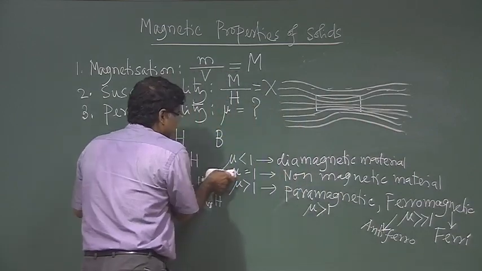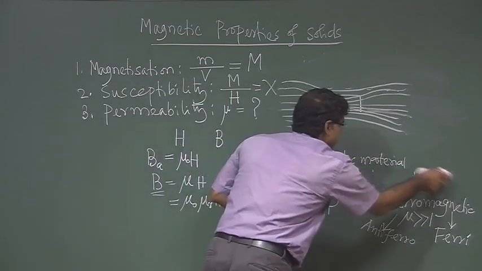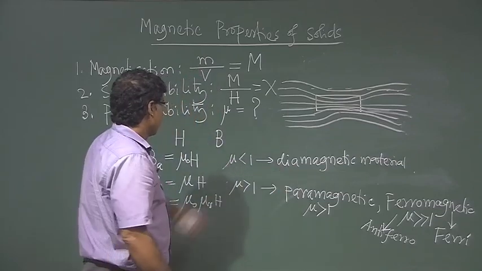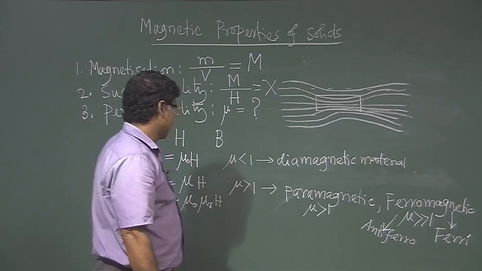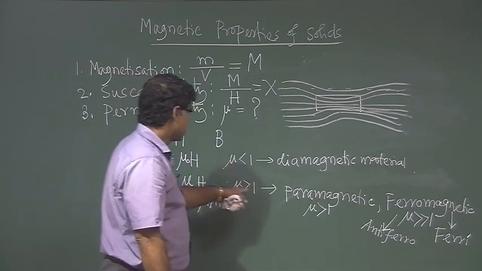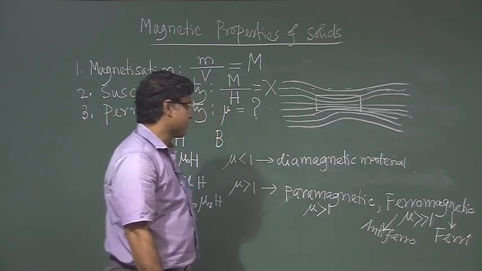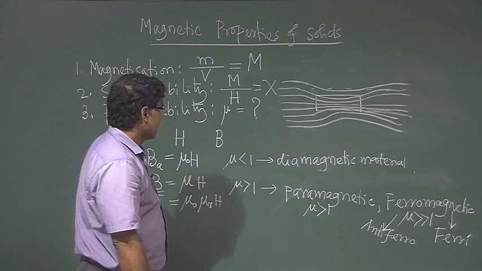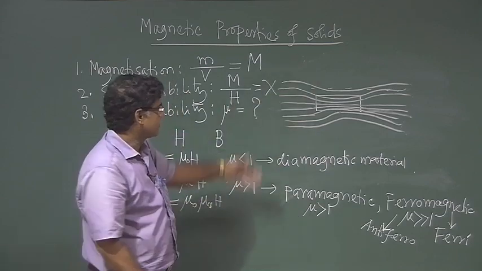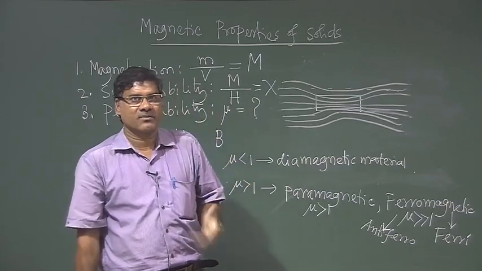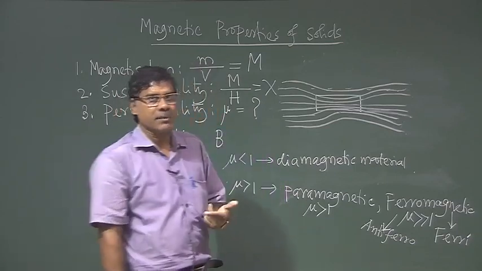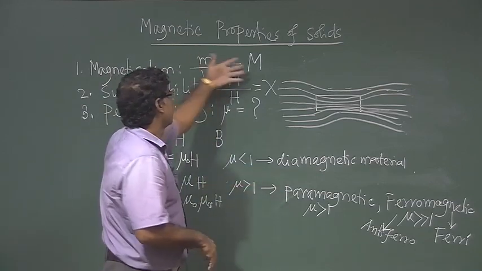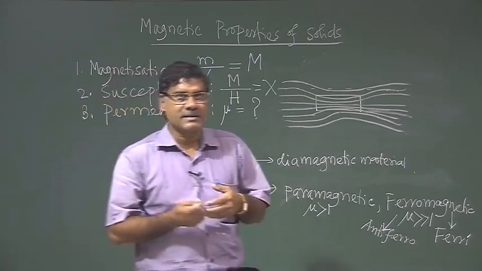So, you forget this mu equal to 1 non-magnetic material, you forget that part. Okay. So, when mu is less than 1, that is diamagnetic. When mu is greater than 1, it is paramagnetic, ferromagnetic, antiferromagnetic. Okay. So, as I told, magnetic material has two types of dipole moment. One is induced dipole moment, another is permanent dipole moment, and that is the origin of this magnetization. Okay. That is the origin of the magnetism.